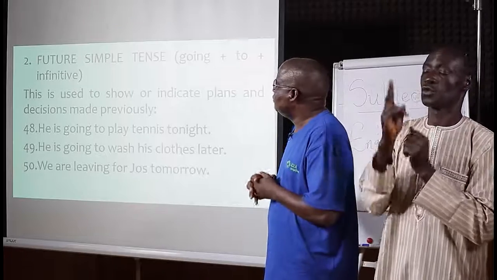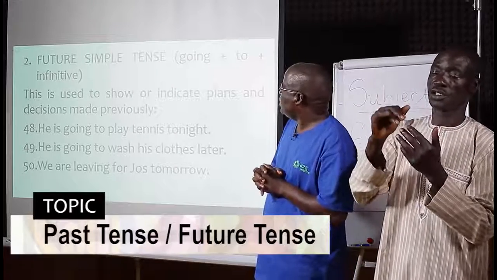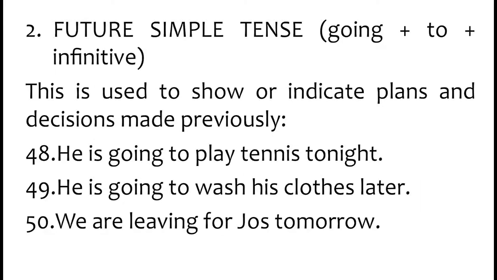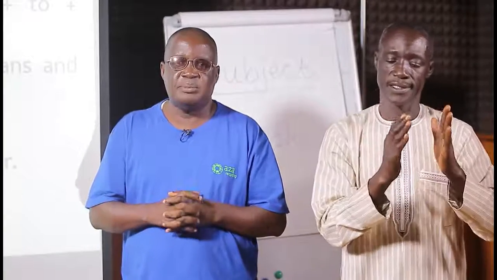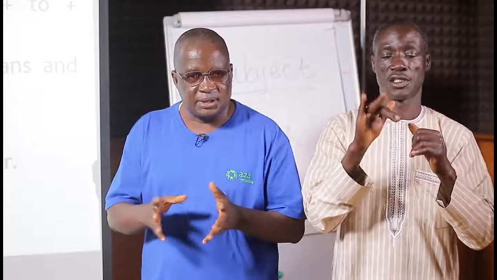2. Future simple tense, in bracket, going plus to plus infinitive. Now, this is used to show or indicate plans and decisions made previously. He is going to play tennis tonight because it is planned. He will play tennis tonight.